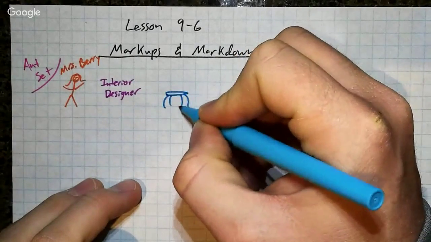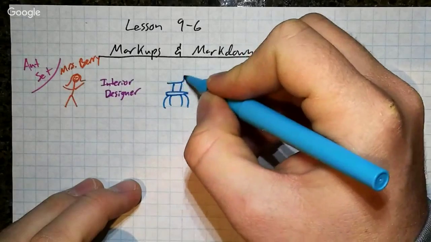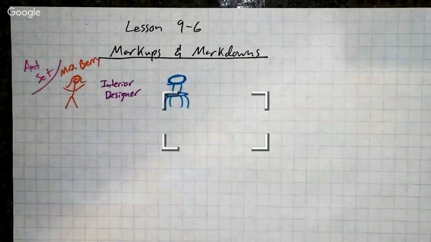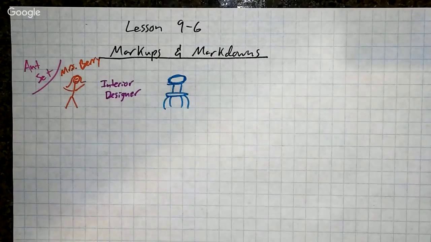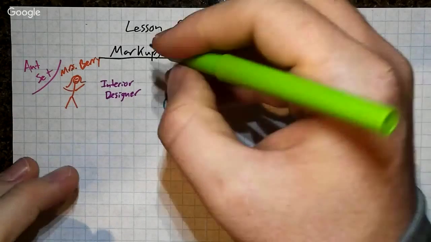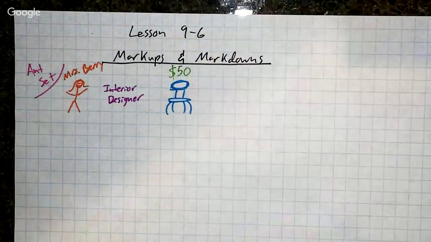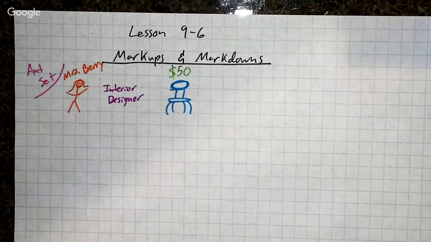So I'm going to go ahead and draw this little chair. Let's say that she found this very fancy chair. Let's pretend that's a fancy chair. It doesn't look all that fancy. It actually looks like a creepy alien. But let's say she found this chair. And this chair, she went out to a company that makes these chairs and said, oh, you know what? I'll take some of these chairs. And she bought the chair for $50. Because then she knows some people who ask her for her advice would like this chair in their room.